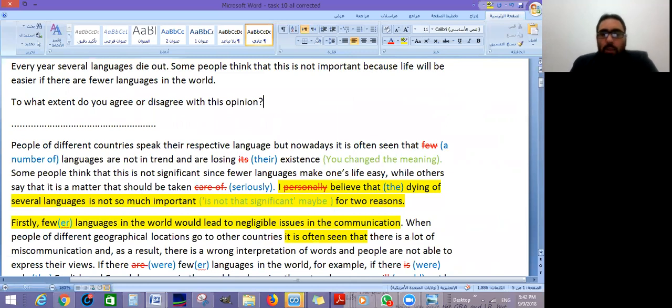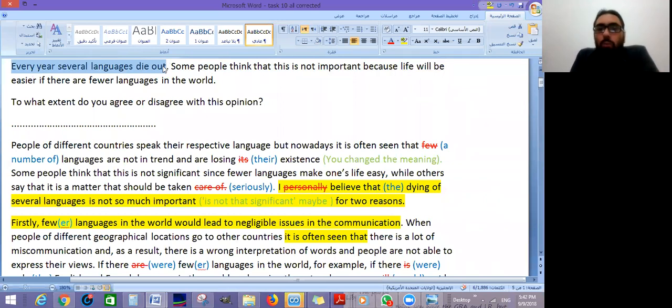So let's analyze the question before we start. Every year, several languages die out. Now, this is given to us as a fact here. Without this, it would be difficult. We wouldn't even be able to deal with the question, because this opinion here is based on this as a fact. So this is a fact here, and we don't want to agree with it or disagree with it. Every year, several languages die out.